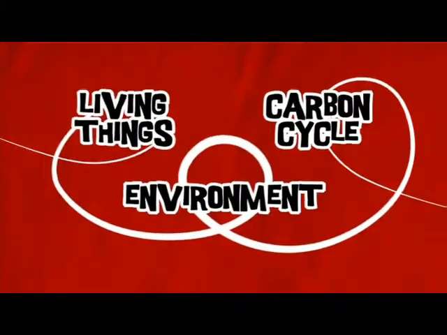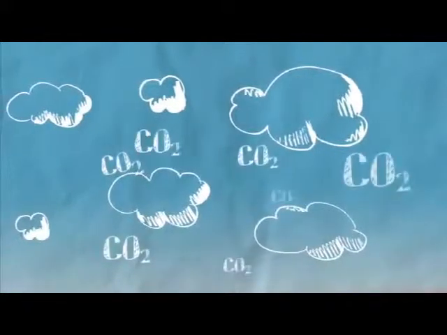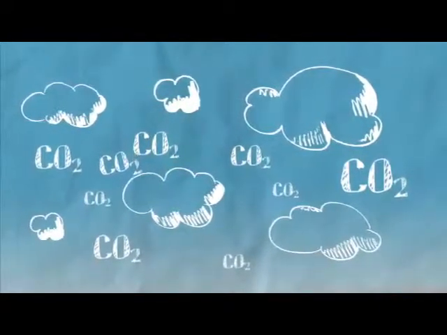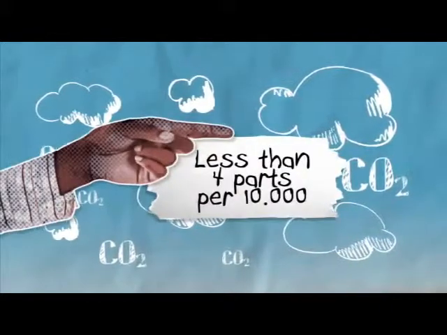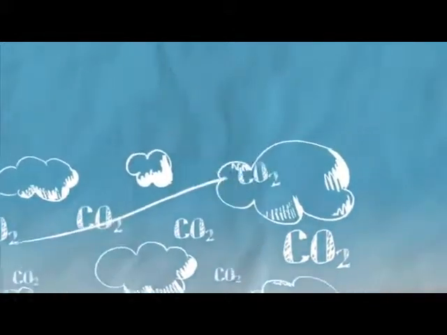How does it work? Let's start in the sky. Carbon dioxide is present in the atmosphere in very small concentrations, less than 4 parts per 10,000. But there is a lot of sky, so that's plenty of CO2. Carbon goes from the air into plants.